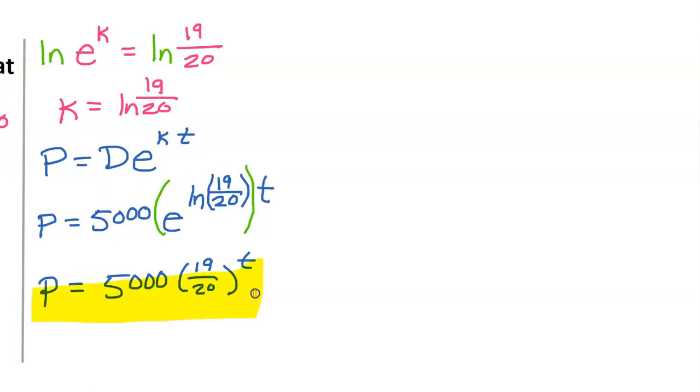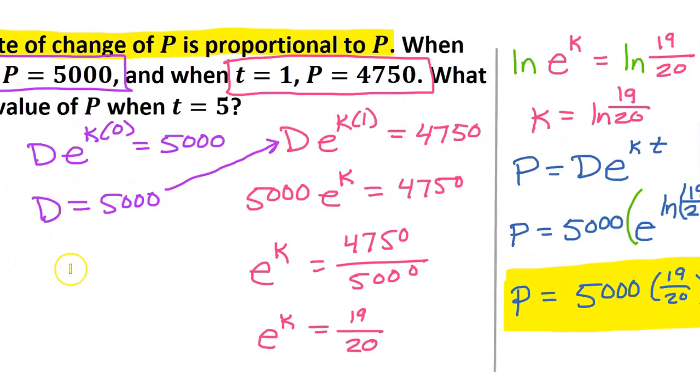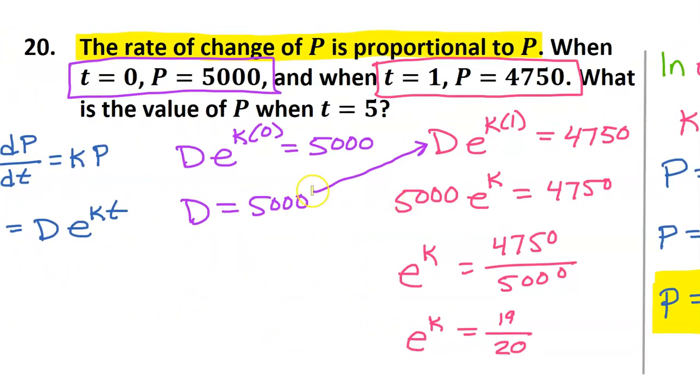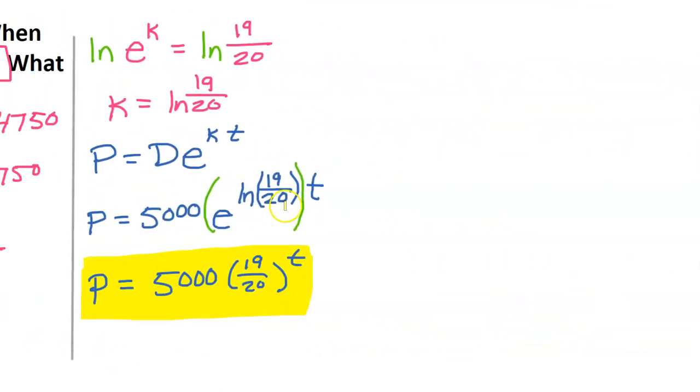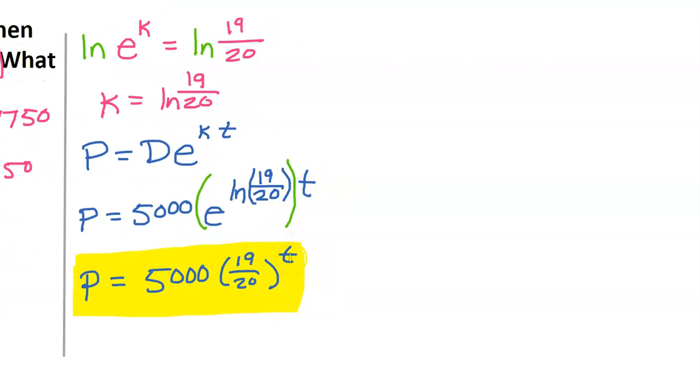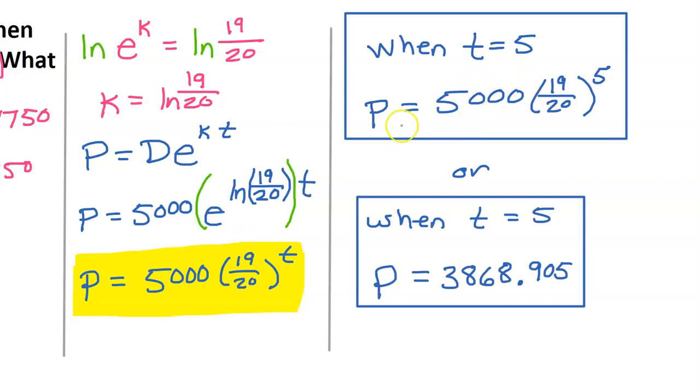Sometimes this is what they're asking us to find. Sometimes this is the final answer. But sometimes they ask us to find something else. Like now, what is the value of P when t equals 5? But that is trivial. We just need to put in 5 for t. When t equals 5, P equals 5,000 times 19 over 20 to the 5th power. Or, if you have a calculator, when t equals 5, P equals 3,868.905.